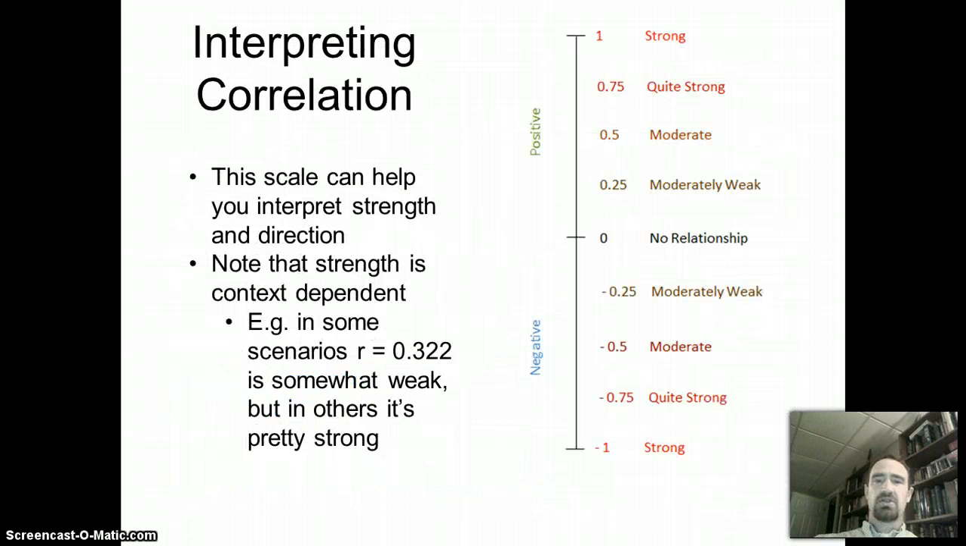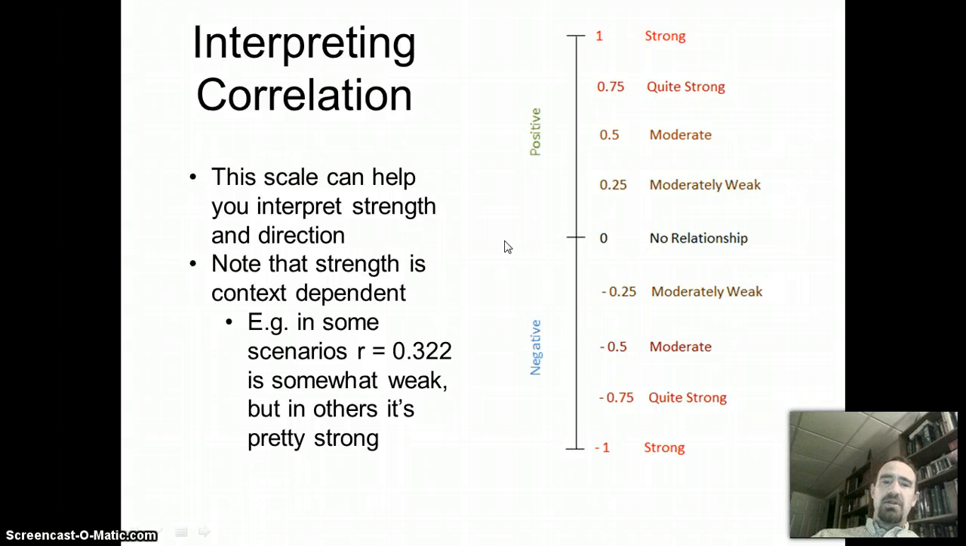Here's another look at the strength. We can use this little scale to help us understand what's going on. If we're in the middle here around a 0 correlation, that's suggesting that there's not a linear relationship there. As we move up into 0.25, moderately weak, halfway to 1 is a moderate relationship. Get into quite strong relationship, and all the way up at 1 is a perfectly strong linear relationship. If it's +1, that's positive. Same kind of pattern as we head down to a -1, which would be a perfectly negative relationship.